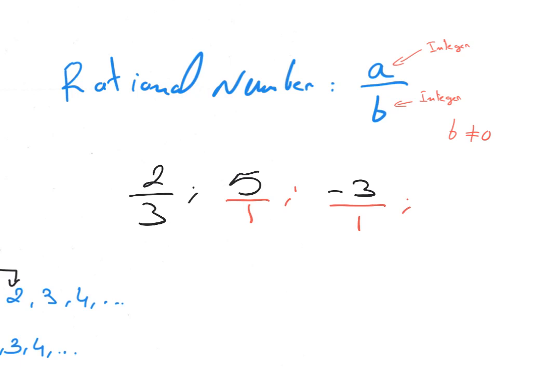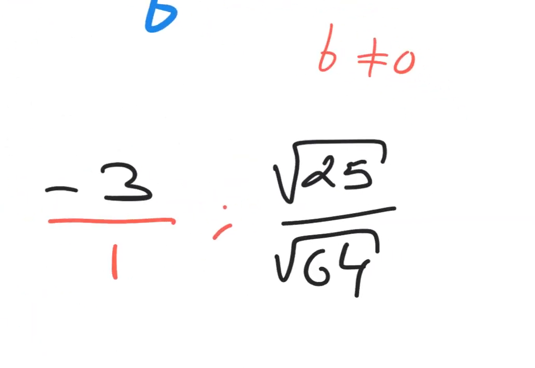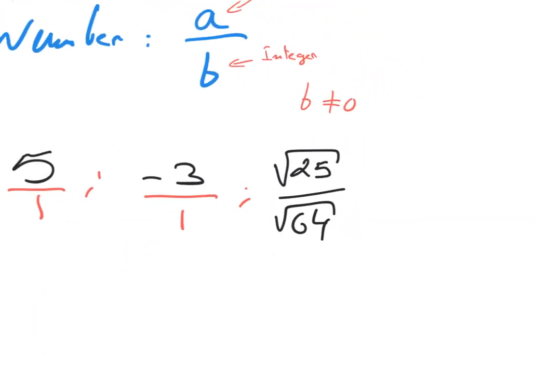What about the square root? What about the square root of 25 over square root of 64? Now, we know the square root of 25 is 5, a perfect square, and the square root of 64 is 8. Well, 5 and 8 are both integers, and therefore, this is expressed as a rational number.